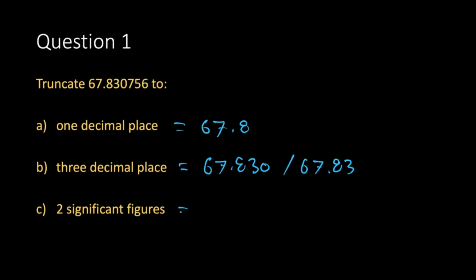Now for C, truncate this number to two significant figures. You find the second significant figure, which is 3, and then you get rid of the rest of the numbers. So this would give you 63.